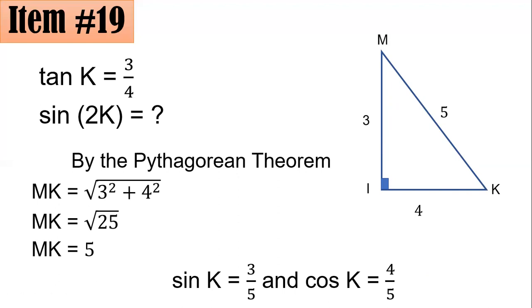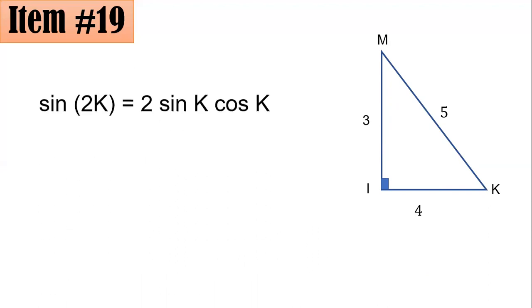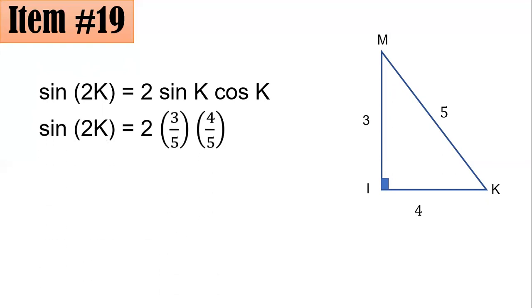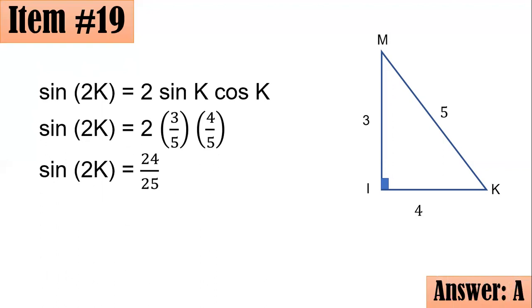And why do I need the values of sine K and cosine K? Because we have to recall the identity for double angle. That is, in this case, sine 2K is equal to 2 sine K times cosine K. And by substitution, sine 2K is equal to 2 times 3/5 times 4/5, which simplifies to 24 over 25. Hence, sine 2K is 24/25. And if you answered A, congratulations, you got it right.